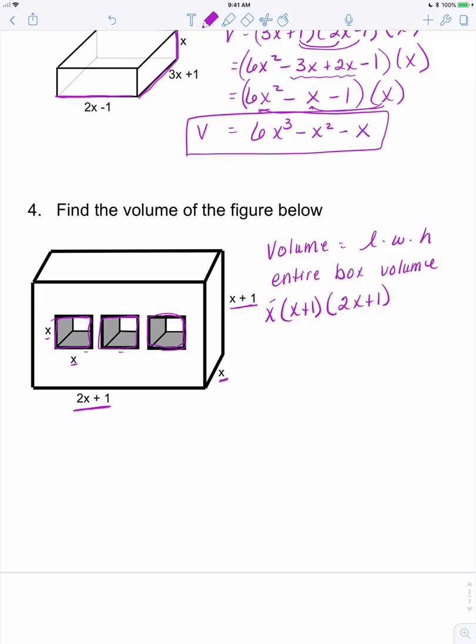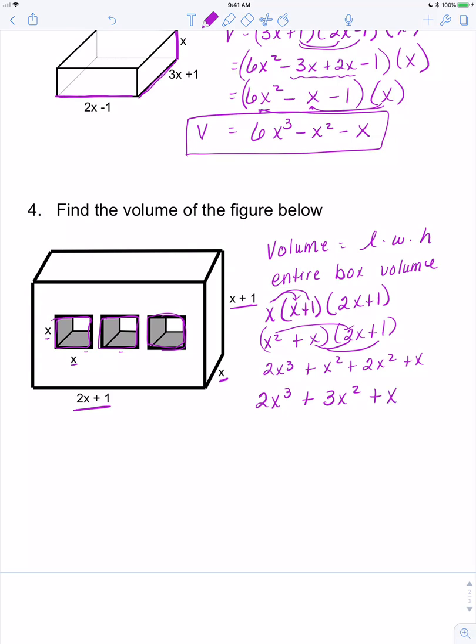So x times x plus 1 gives us x squared plus x. Now we're going to multiply that times the 2x plus 1. So that gives us 2x cubed plus x squared plus 2x squared plus x. So that's 2x cubed plus 3x squared plus x. Now that's the volume of the whole box.